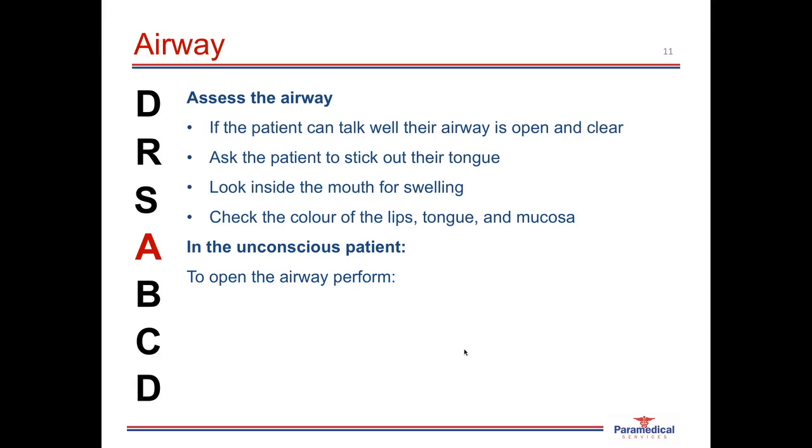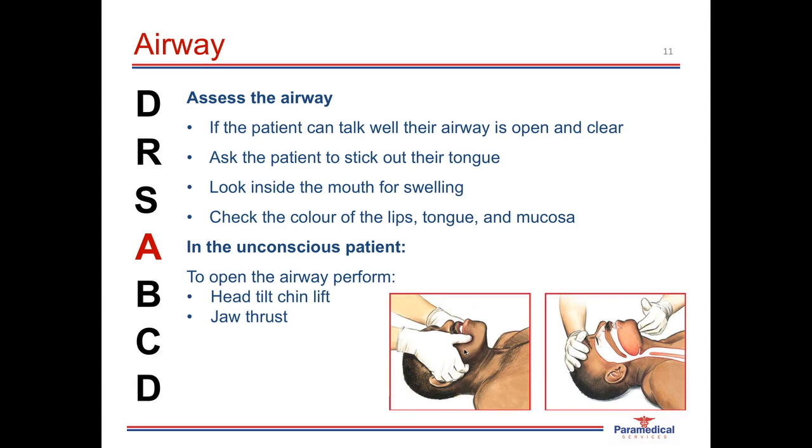Then to open the airway in the unconscious patient, we need to do a head tilt chin lift or a jaw thrust in order to ensure the airway is open. Remember here that in any unconscious patient who is lying on their back, the tongue relaxes and it falls to the back of the airway, occluding the airways and causing an upper airway obstruction. So we need to perform either a head tilt chin lift or a jaw thrust to move the tongue anteriorly off of the back of the airway and allow for an open passage down into the lungs.